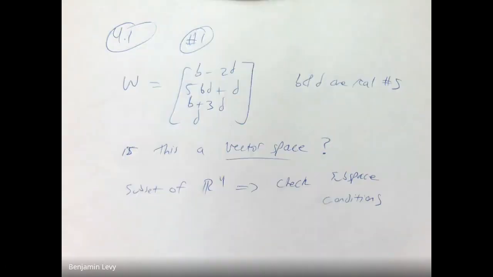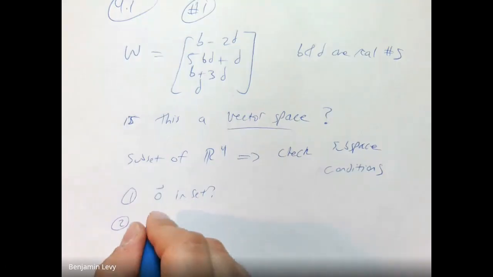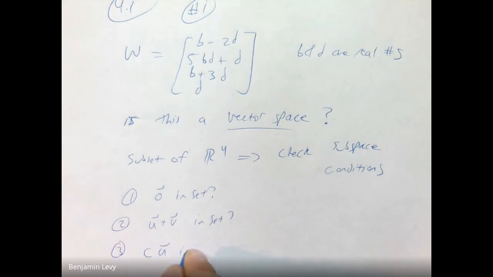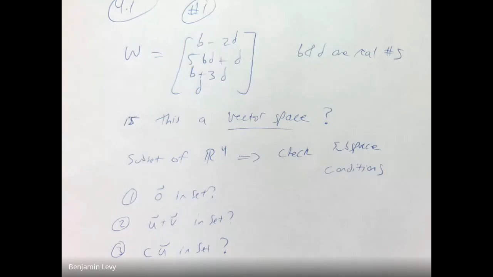Right. So what are the subspace things? There's 3 subspace conditions: if it contains the 0 vector, if it's closed under addition, and if it's closed under multiplication. So you add 2 things together and see if it's in the set, and then you multiply by a constant and see if it's in the set. So 0 is a yes.